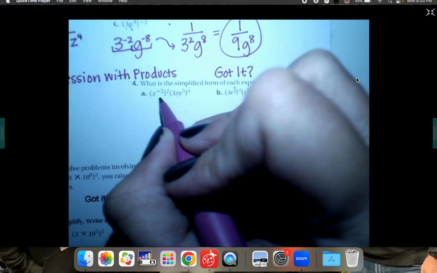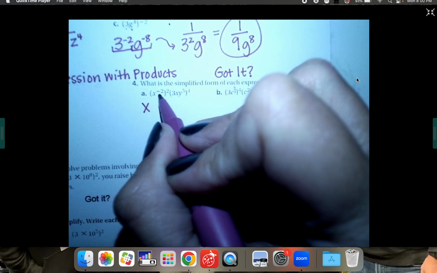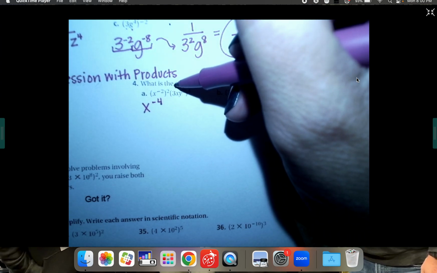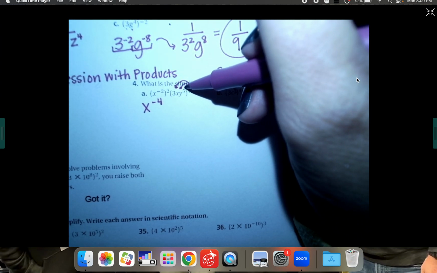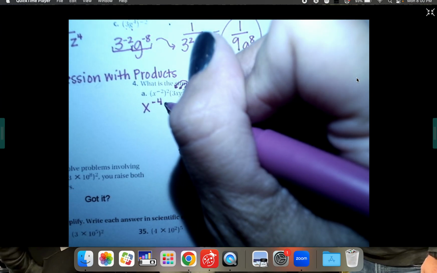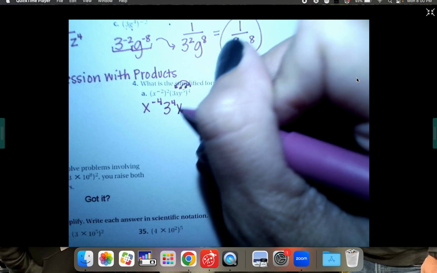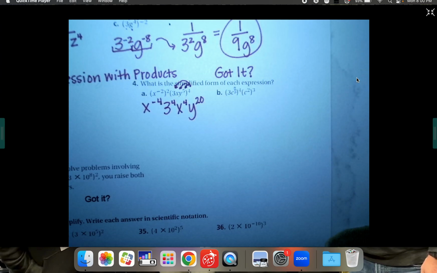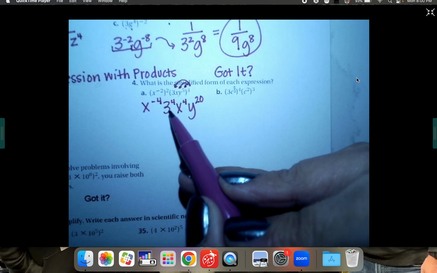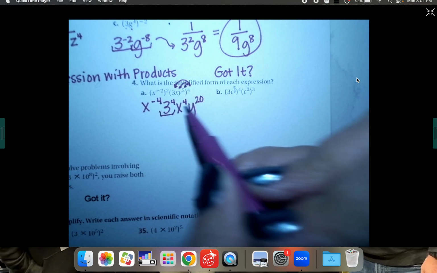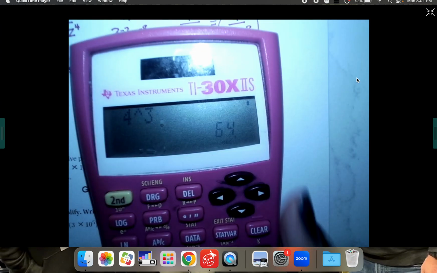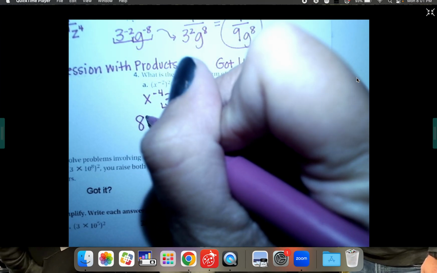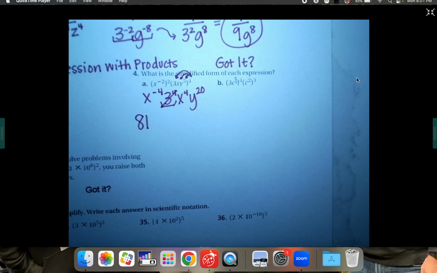Okay, these 2 get multiplied. So x to the -2 times 2 is -4. This little 4 gets distributed to the 3 and the x and the y to the 5th. So that's going to be 3 to the 4th, x to the 4th, y to the 5 times 4, which is 20. Okay, 3 to the 4th is my coefficient, so I want to write that out front. So 3 to the 4th is 3 times 3 times 3 times 3, which is 81.